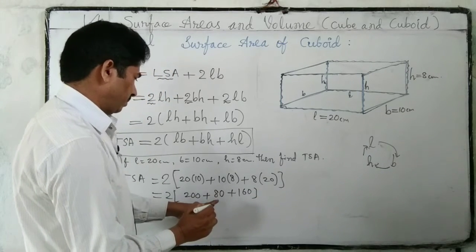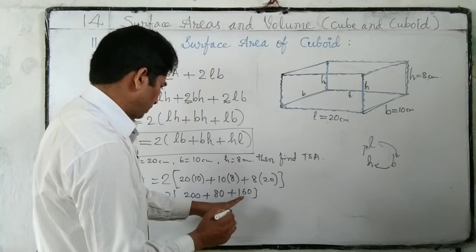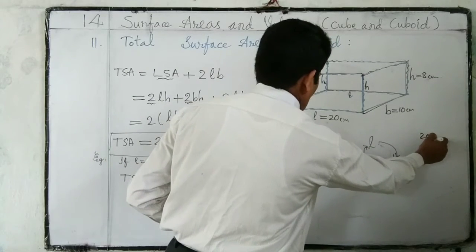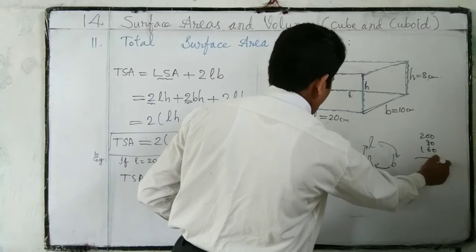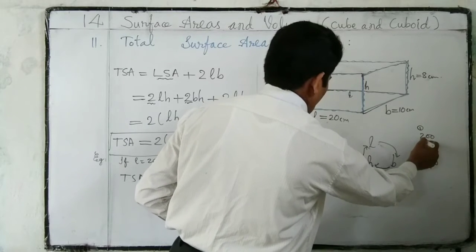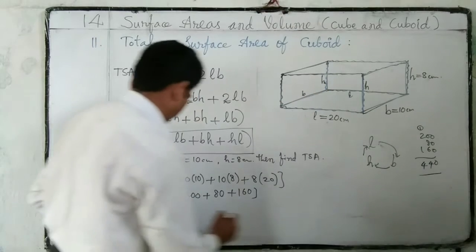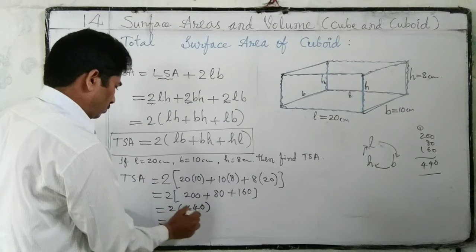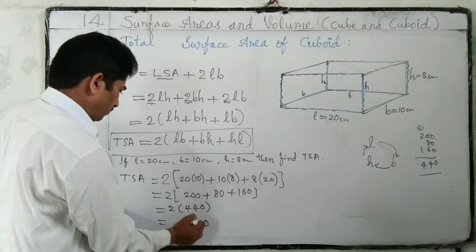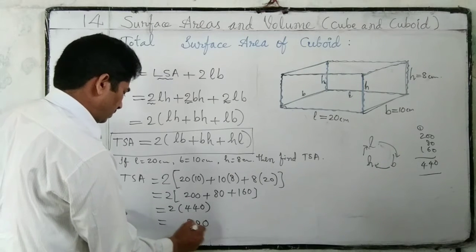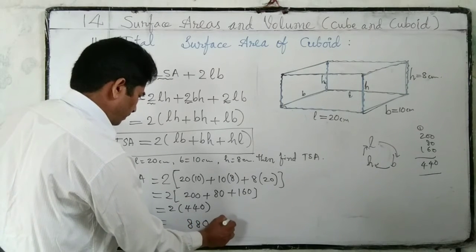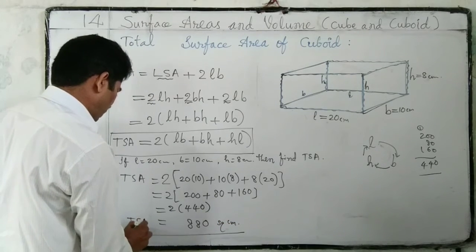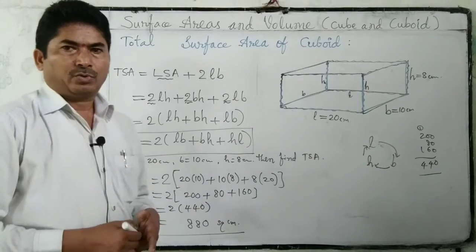200, 280, 380. Let us add here 280, 160, 0, 14, 3, 4, 440. 2 zeros are 0, 2 8s are 16, 2 4s are 8. 440 square centimeters. This is the total surface area of this given cuboid.